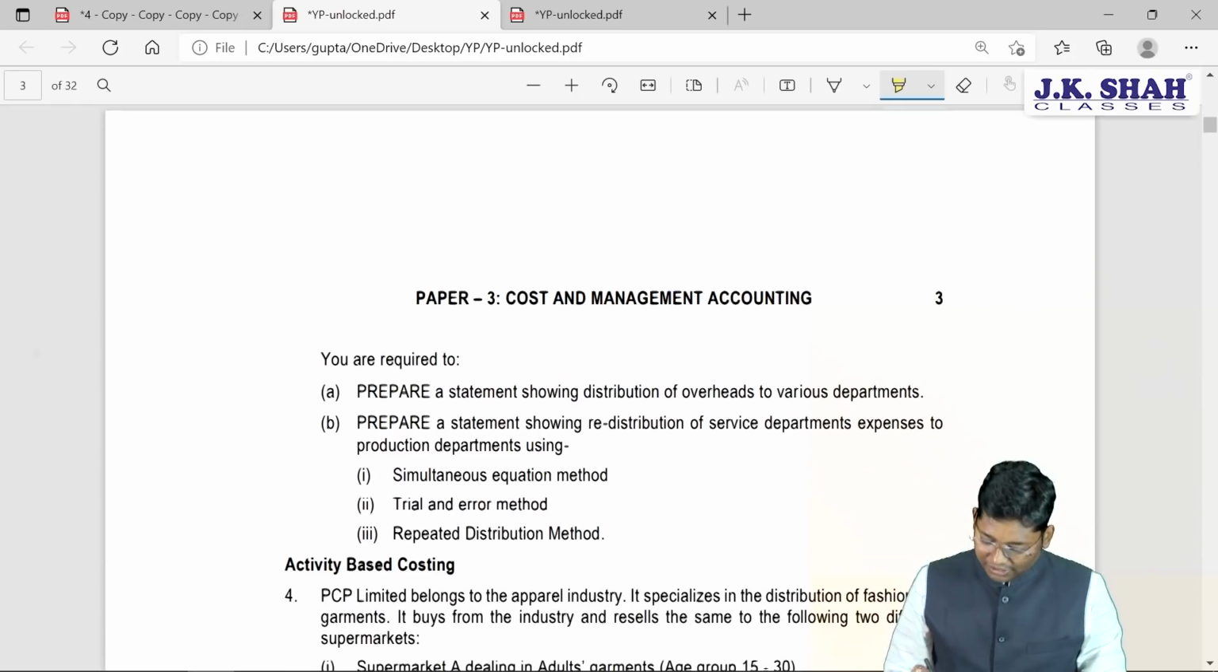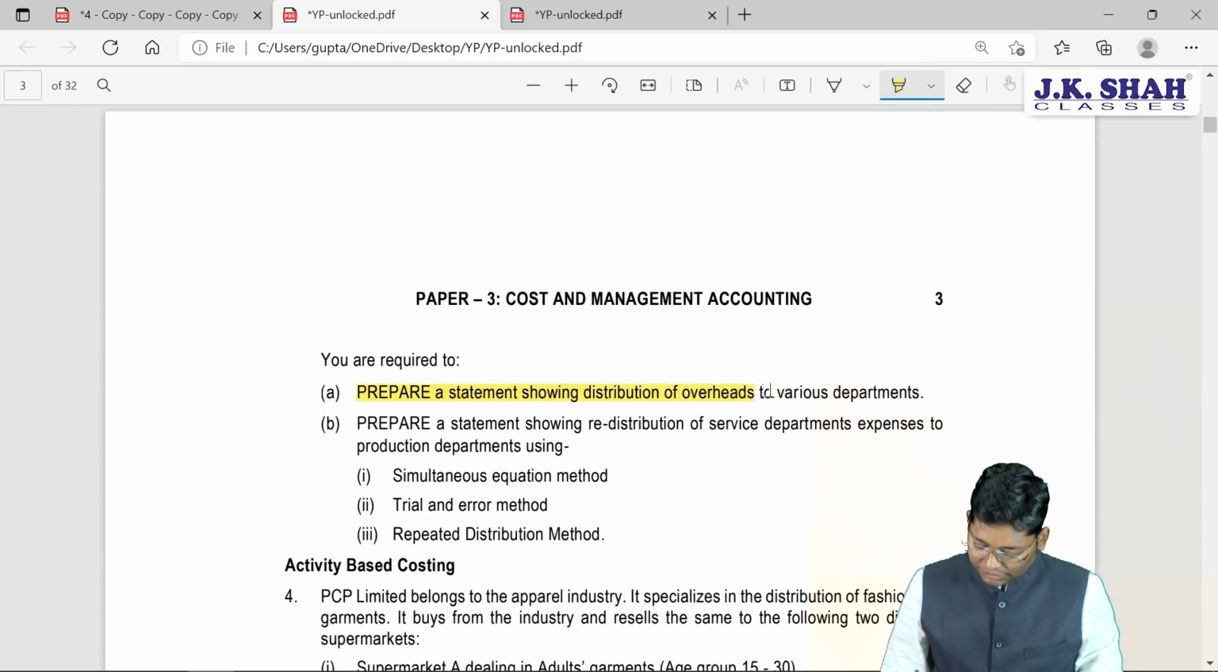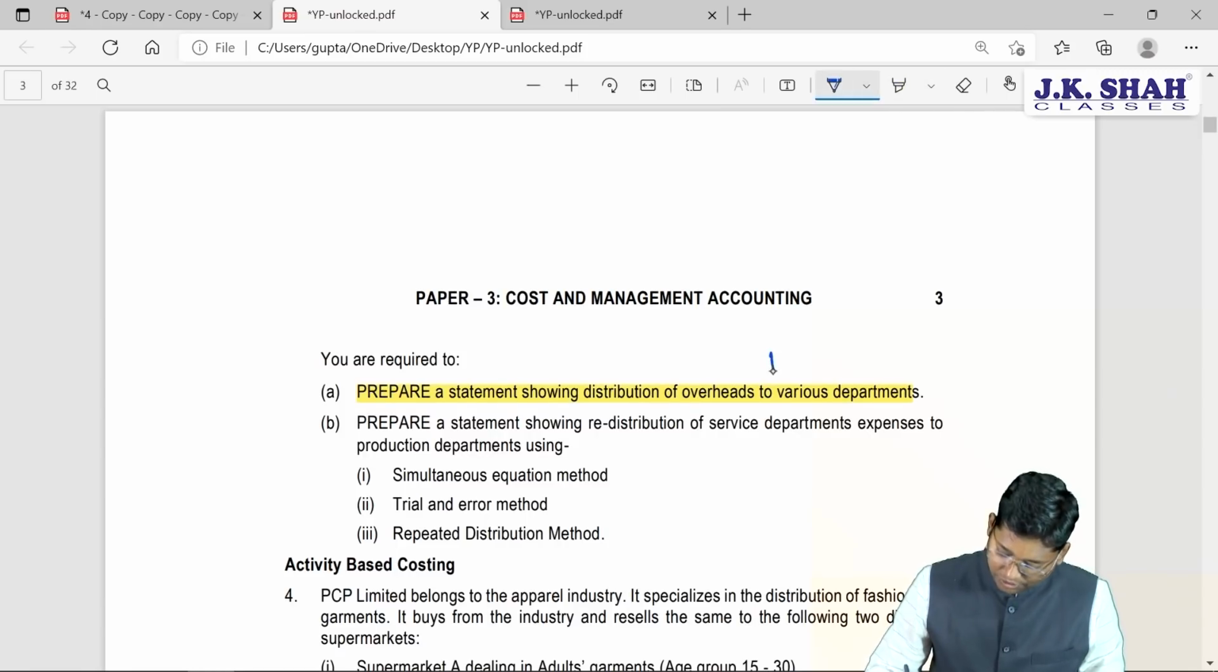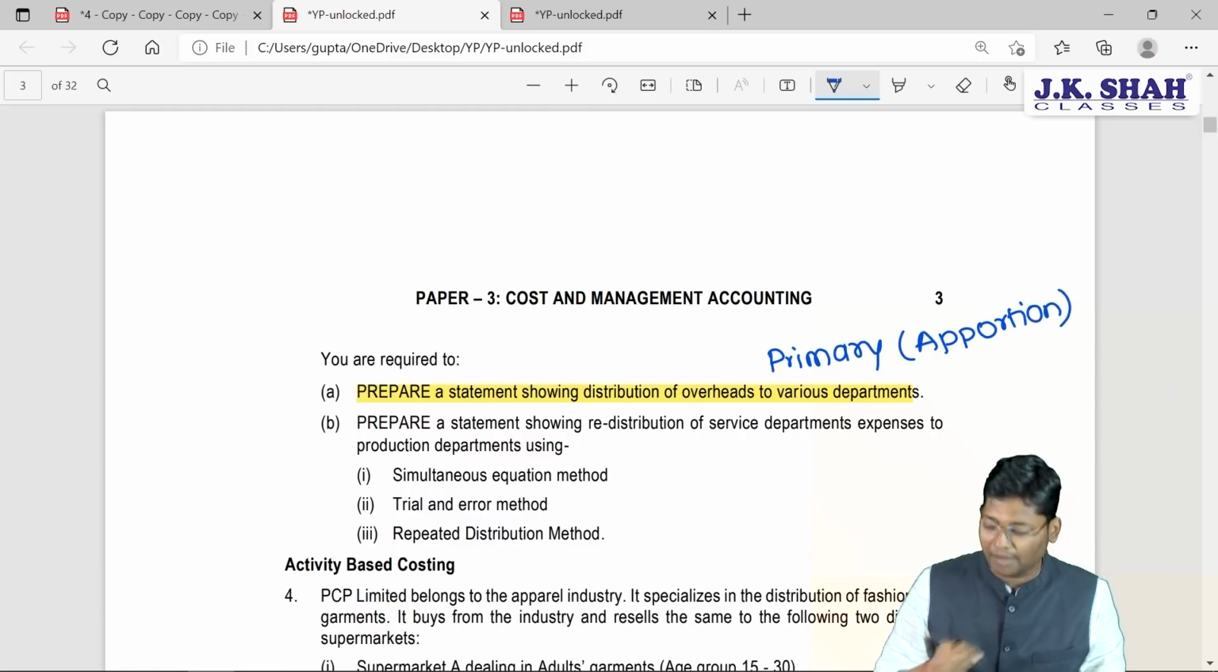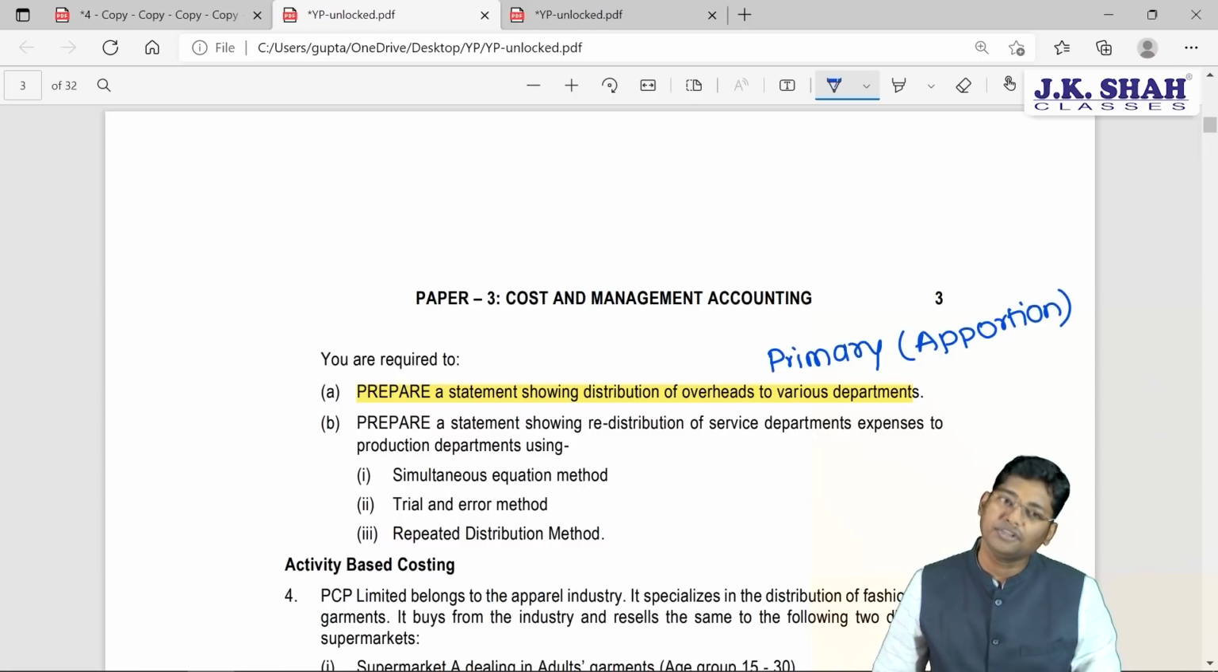Now we are required to prepare a statement showing distribution of overhead, and this distribution of overhead is called a primary distribution of overhead, where we are going to show the apportionment, called the primary distribution.